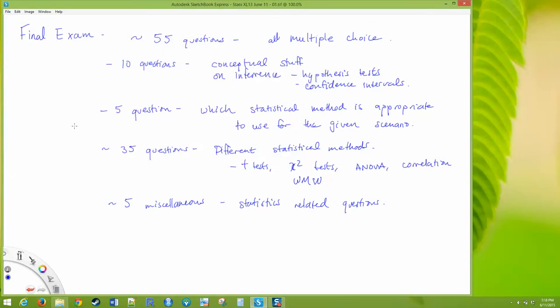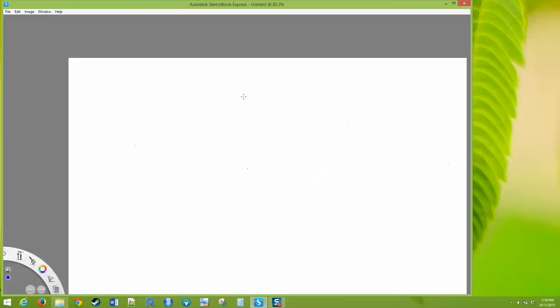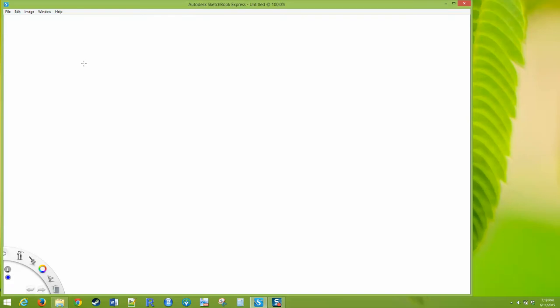Okay. So let's start off with this, which statistical method is appropriate to use for the given scenario. And then I'll do a very quick overview of the different statistical methods, and then we'll go into some of the conceptual stuff. Okay? So when to use which test? Or I'll say which method.